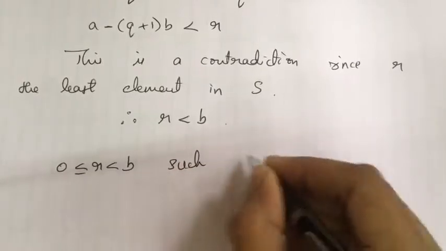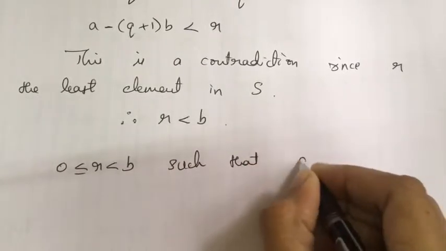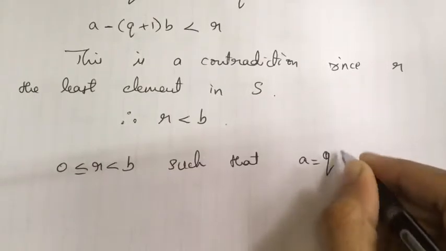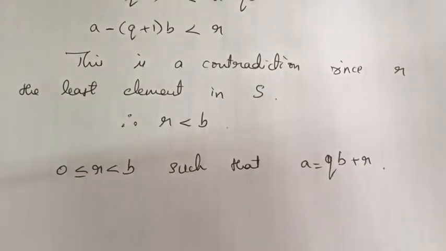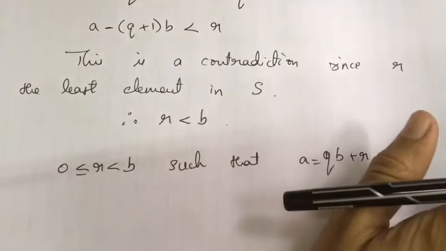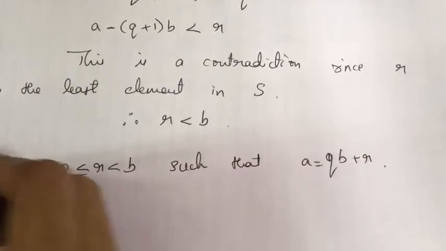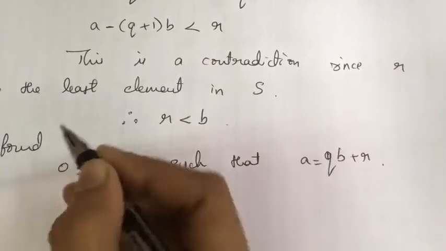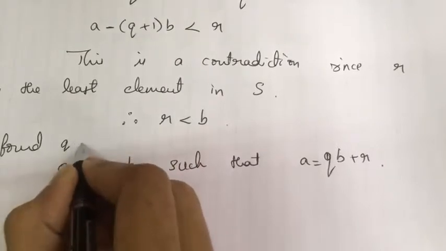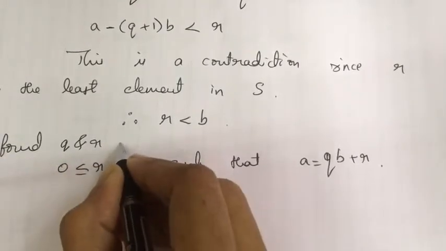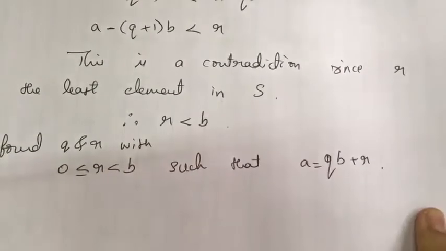such that A equal to QB plus R, right? So existence is over. We found such Q and R with this condition.